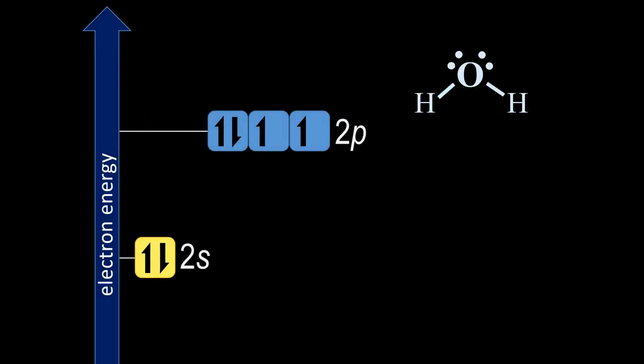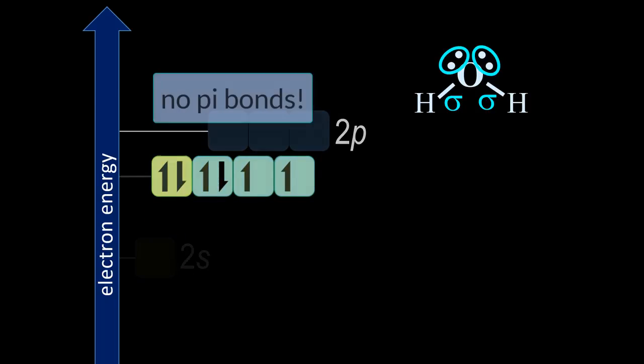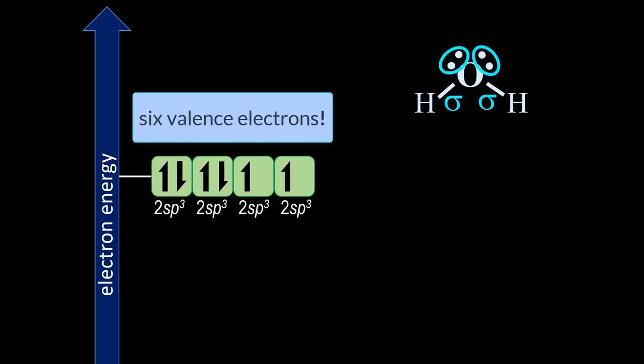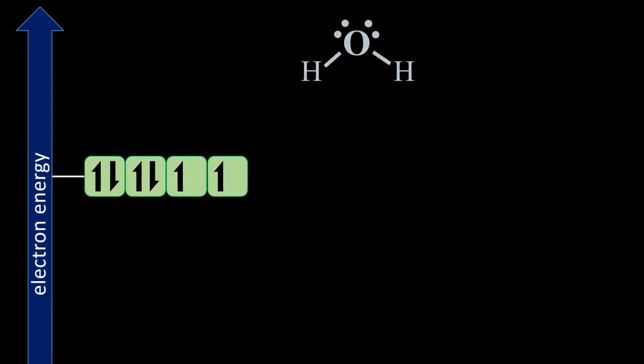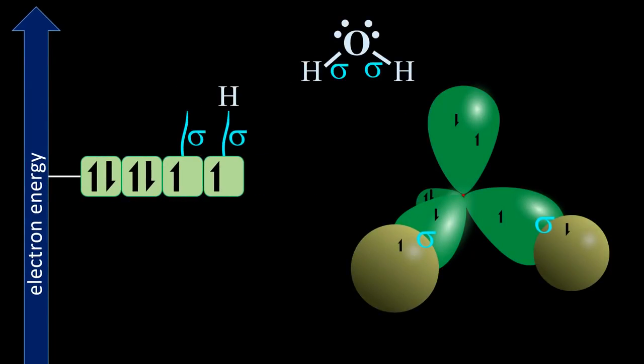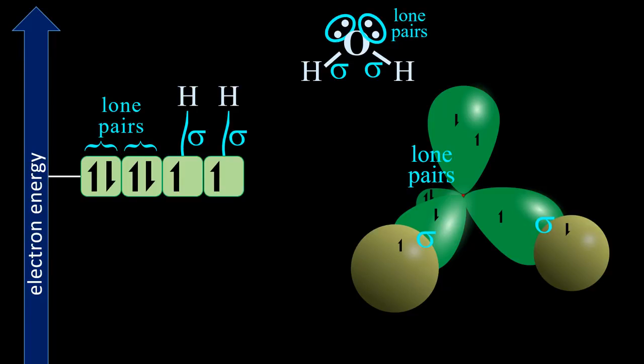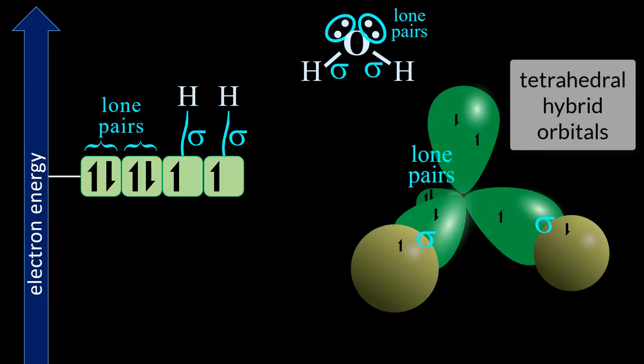And lastly, water. Here, oxygen has 2 sigma bonds and 2 lone pairs. In water, oxygen is also 2sp3 hybridized, but with 6 valence electrons. 2 of the sp3 orbitals have paired electrons. You can probably guess that the sp3 orbitals with a single electron will overlap with hydrogen, and the remaining 2 pairs are unbonded. They are lone pairs. Again, oxygen's hybrid orbitals spread out in a tetrahedral shape.